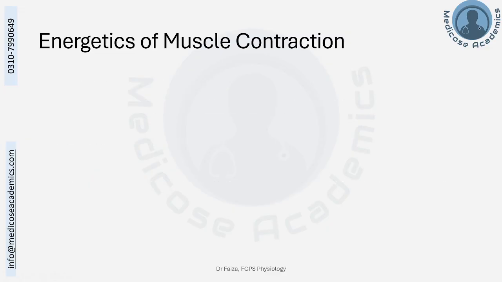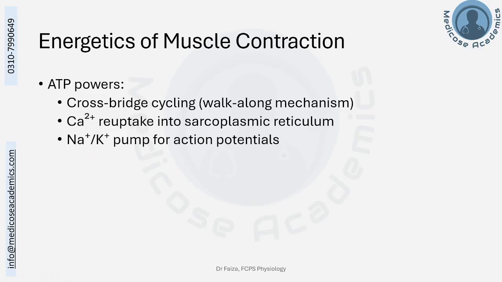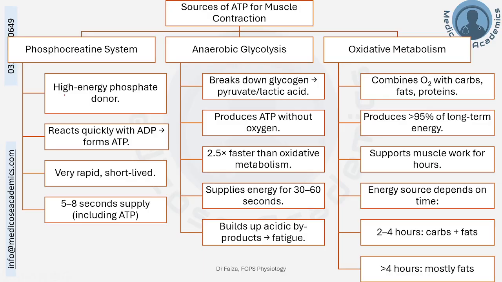And energy comes from the ATP. ATP is used for cross-bridge cycling, for calcium reuptake, for sodium-potassium ATPase, and many more. The stored ATP in the skeletal muscle is only there for 1 to 2 seconds, and if you have to perform a prolonged sustained activity, you need a sustained source of energy that is continuously providing ATP to use. And this is happening by way of 3 systems in the skeletal muscle: phosphocreatine system, anaerobic glycolysis, and oxidative metabolism. We will have a look at all 3 of these one by one.